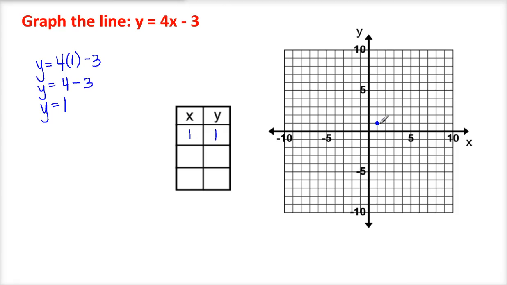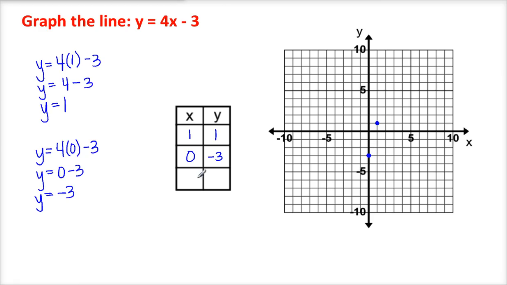Let's do another one. We can't really graph a line with just 1 point, so let's do some more. Let's choose 0 this time to plug in for x. Again, I'm just choosing small numbers because they're easy to work with. I could choose anything I want. 4 times 0 now, minus 3. 4 times 0, that's 0, minus 3. So it looks like when x is 0, y is negative 3. So there's another point on my line: (0, -3). And it's looking like the points are lining up.